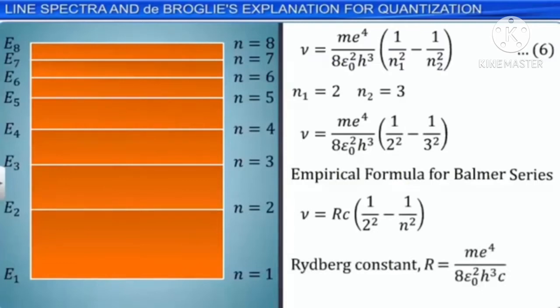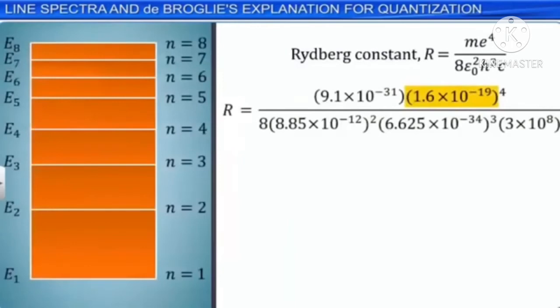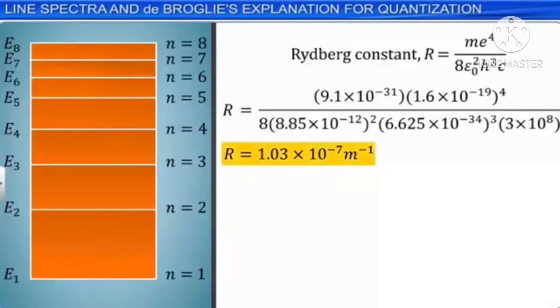Substituting the values of mass of the electron m, charge on the electron e, permittivity of free space epsilon naught, Planck's constant h, and speed of light c, we get R is equal to 1.03 into 10 to the power 7 per meter. This value of R is very close to 1.097 into 10 to the power 7 per meter, which is obtained from the empirical formula of Balmer.